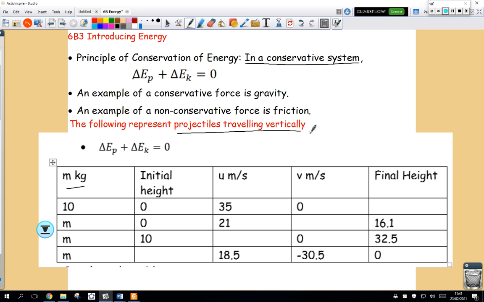Another way to interpret the principle of conservation of energy, in fact the way I always think of it, is that in a conservative system my total mechanical energy at any position, let's call it position 1, is equal to my total mechanical energy at any other position, let's call it position 2. So at any position the total energy is equal to the total energy at any other position. It doesn't change. And we said the total mechanical energy is found by adding the potential energy and the kinetic energy.